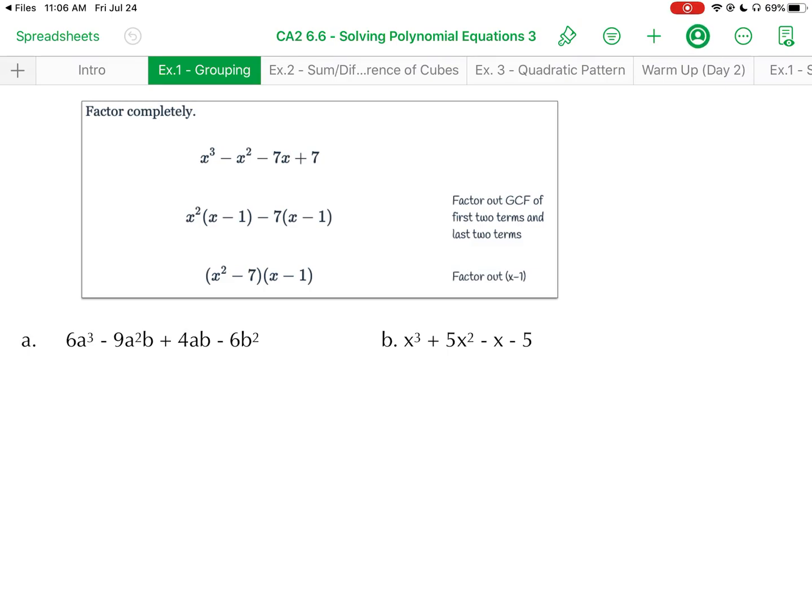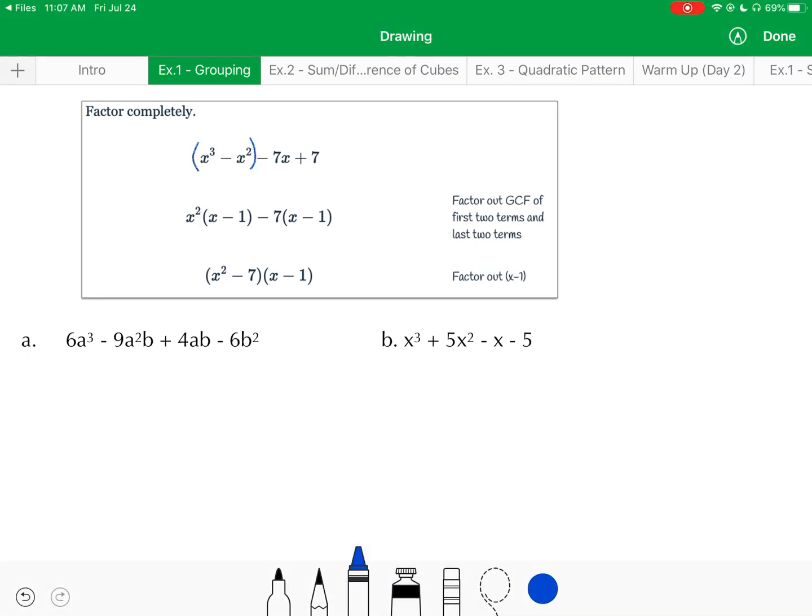So notice I already have an example worked out here. x cubed minus x squared minus 7x plus 7, that's our polynomial. Notice there is no GCF between all 4 terms, okay? But if I group the first 2 terms together and then the second 2 terms together, I'm able to pull out some common factors between each of those pairs, okay?